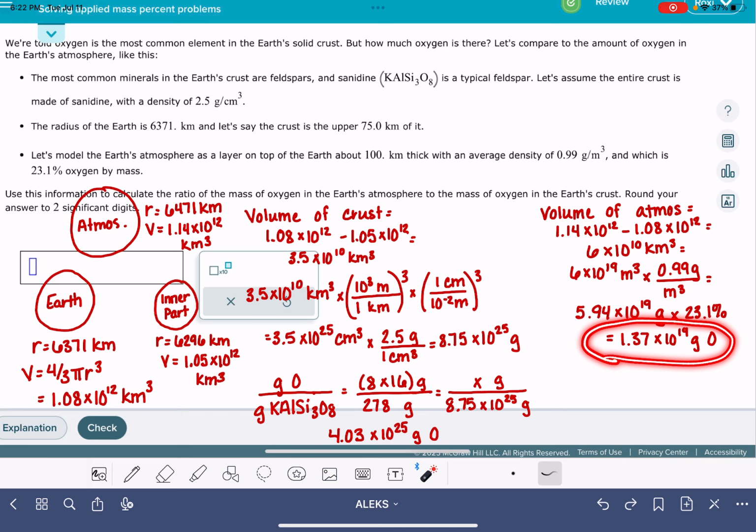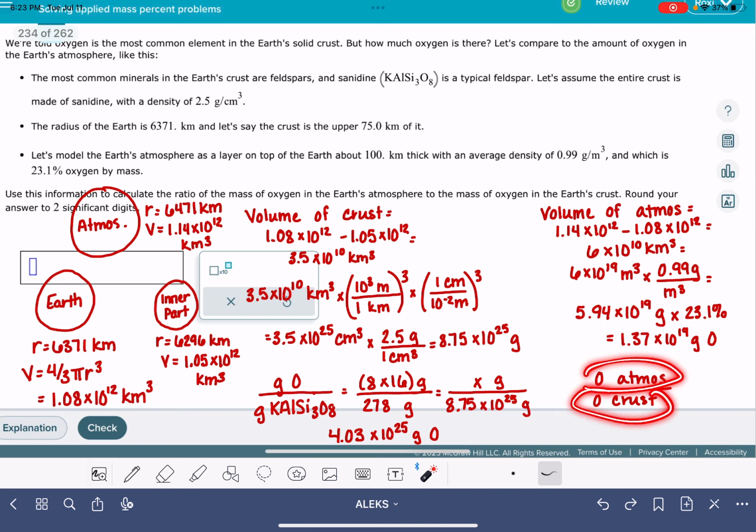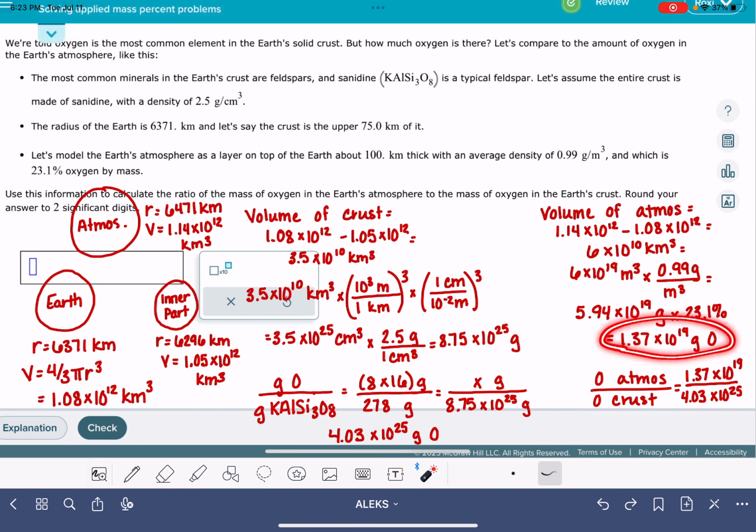Okay, so we're almost done. This problem wants the ratio of oxygen in the atmosphere, that's this number right here, per oxygen in the Earth's crust, that's this number right here. We're just going to set that up like a fraction: oxygen in the atmosphere over oxygen in the crust. I get a pretty small number, 3.4 times 10 to the minus 7. Good luck with this problem. It is really hard.